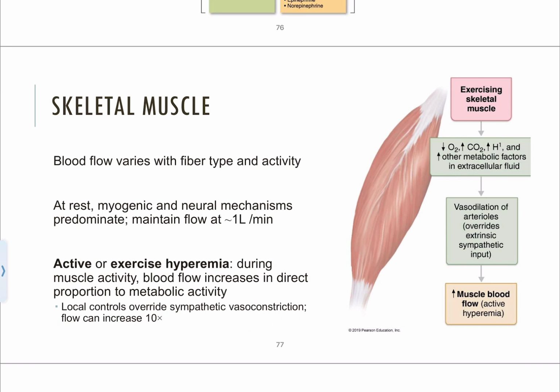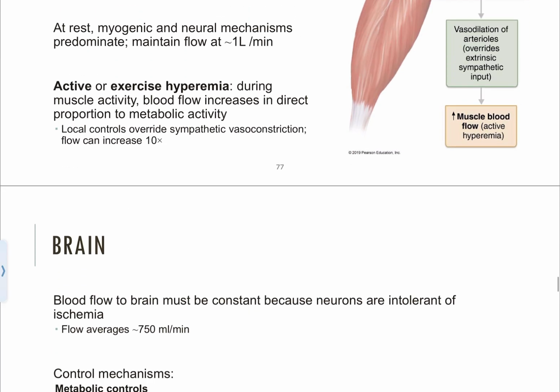Active or exercise hyperemia occurs during muscle activity. So the blood flow is going to increase in direct proportion to the metabolic activity that you're actually doing. We have local controls that are going to go in and override the vasoconstriction. And if we override vasoconstriction, that alone can increase our blood flow about tenfold. So again, this is going to occur in response to low concentrations of oxygen and those accumulated metabolic waste products.